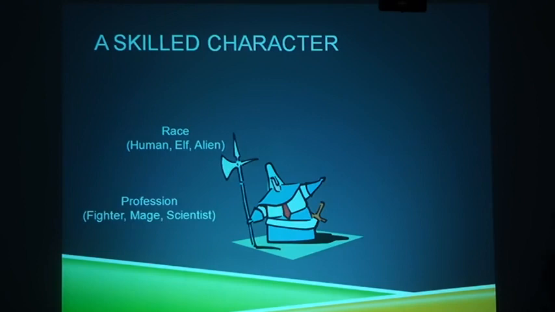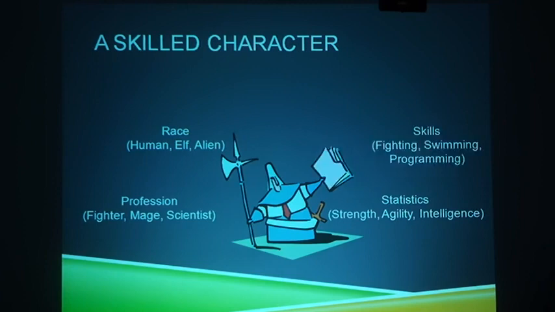The character also has a profession. Maybe it's a fighter, a mage, a scientist. And it also has statistics: strength, agility, intelligence. Those statistics define what the character is naturally good at, but then you have its skills, okay? What it has trained in: fighting, swimming, programming. If you are modeling, I don't know, an alien programmer, for instance.